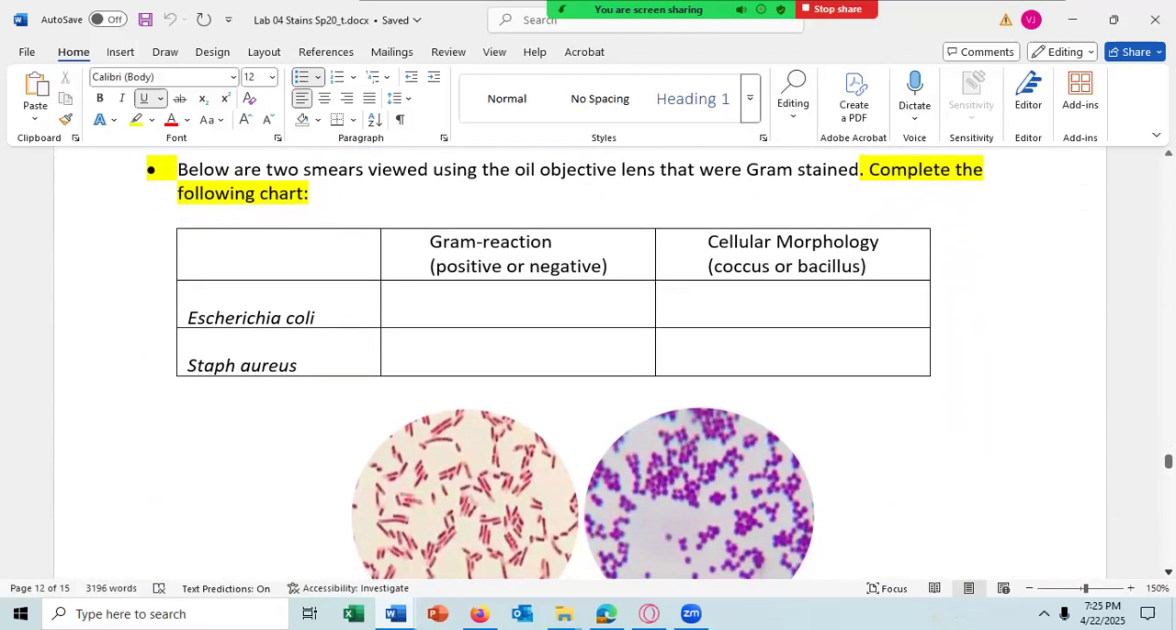All right. Here's a chart, two smears with the gram stain. For E. coli, state whether it's gram positive or gram negative, and then give me the cellular morphology. Do the same for Staphylococcus aureus, whether it's gram positive or gram negative, and the cellular morphology, whether the cell is coccus or bacillus. Any question about any of that?